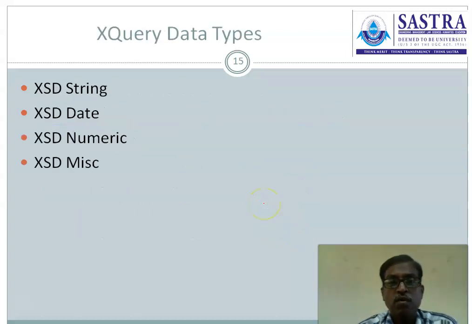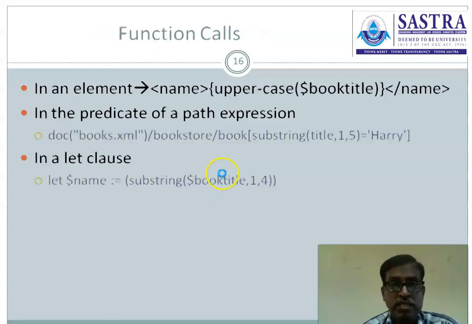And then there are 4 data types defined by XQuery: XS string, XS date, XS numeric, and miscellaneous. These 4 data types can be used in XQuery. String is a sequence of characters, you know that. Date format, and then numeric, integer or number values can be given using this format. Hybrid form of string and numeric, alphanumerals or date and numerals, date and string. If you want to display mixed mode values, then we can make use of miscellaneous, MISC.